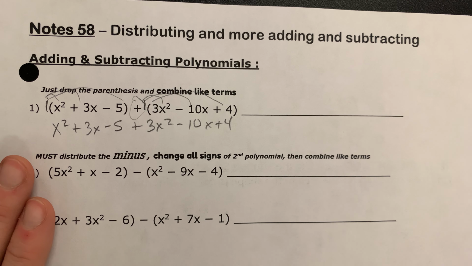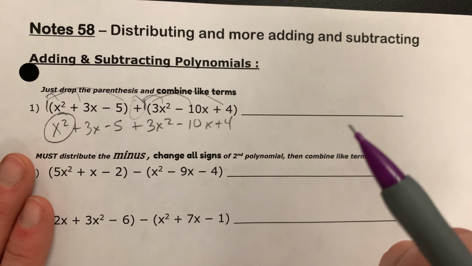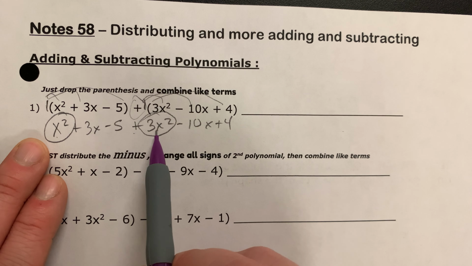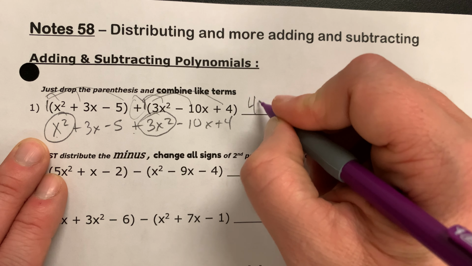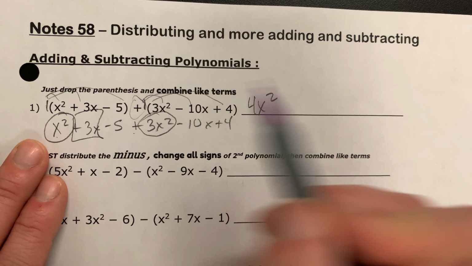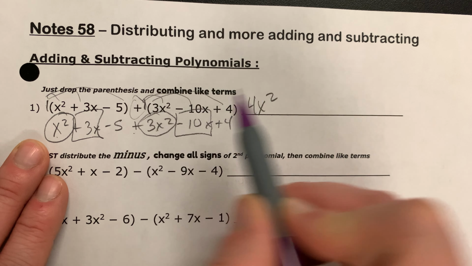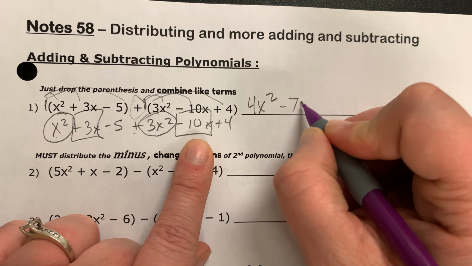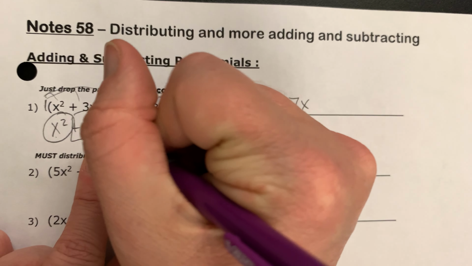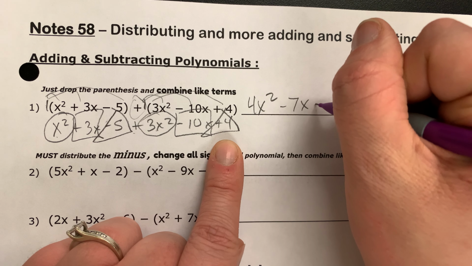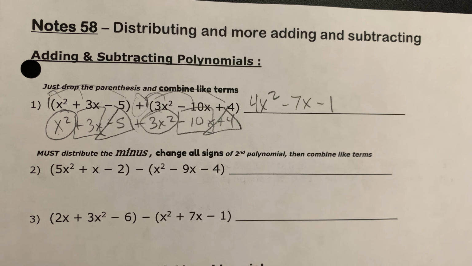Okay, now I'm just going to combine what's alike. There's an x squared. There's an x squared. X squared plus 3x squared is 4x squared. Then I'm going to do my x's. There's an x. There's an x. 3 minus 10 is negative 7x. And then I have negative 5 plus 4 is a negative 1.